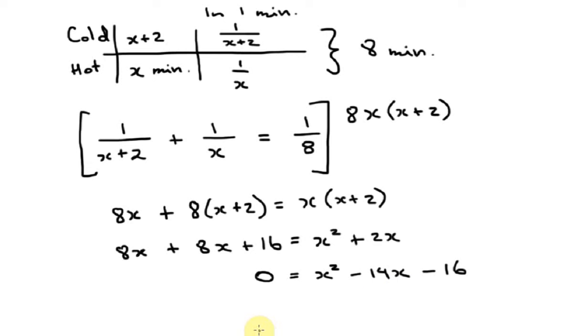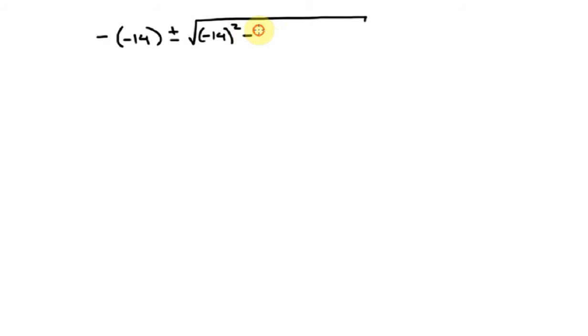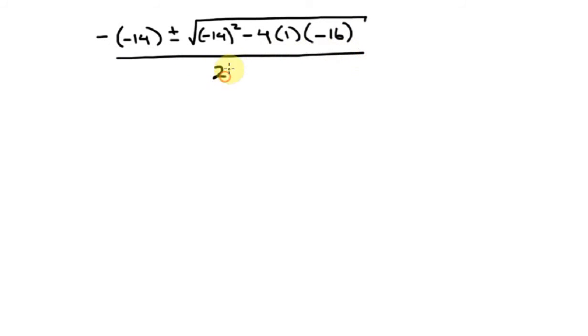So I'm going to clear the screen and I'm going to use my little buddy, the quadratic formula. So we're going to set it up for the quadratic formula. So negative b. Now b turned out to be negative 14. So got that, plus or minus the square root of, now we got b squared, minus 4 times a, which is 1, and c, which is negative 16. And that's all over 2 times a. Okay, so there it is, all set up.